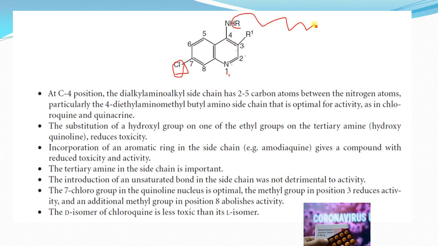Then a tertiary amine is important for biological activity. Then replacement of this alkyl group with an aromatic ring system also gives a biologically active compound. An example is amodiaquine. It gives better activity and less toxicity than all. Then the introduction of an unsaturated bond in the side chain was not detrimental to the activity, and the D isomer of chloroquine is less toxic than the L isomer.